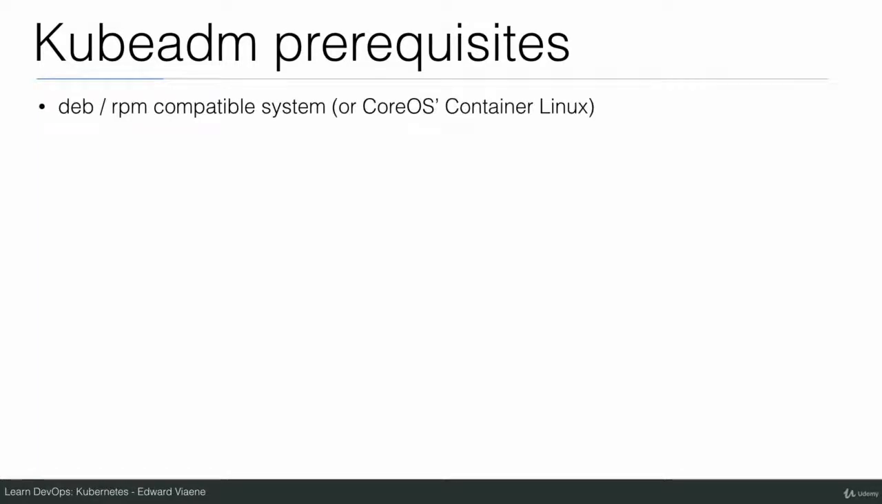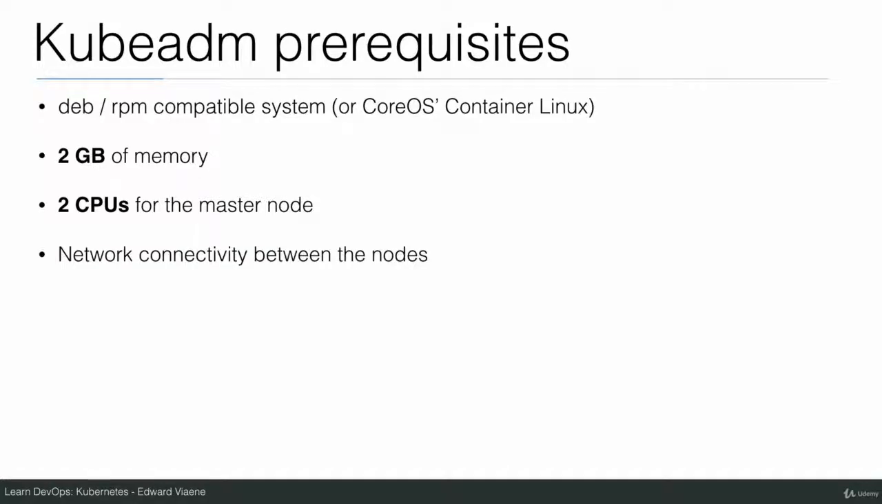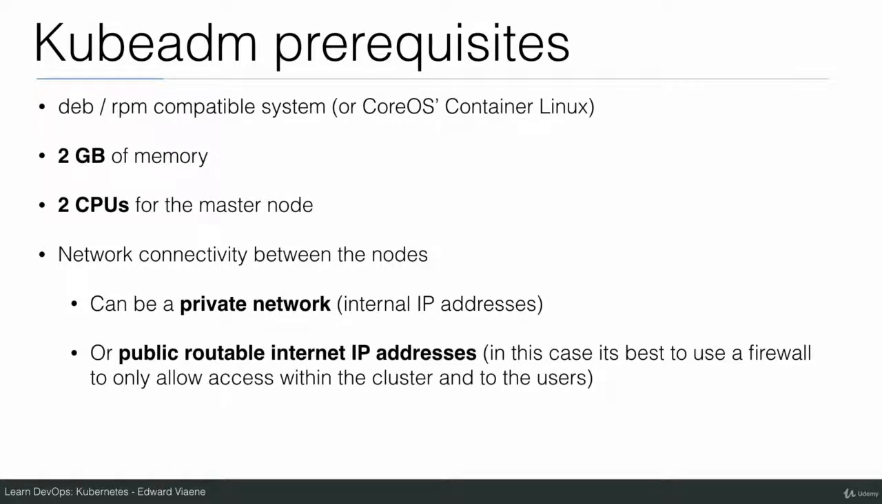Prerequisites. We need to have a Debian package or RPM package compatible system. 2 GB of memory we should have. 2 CPUs for the master nodes are recommended. Network connectivity between the nodes, otherwise it will not work. It can be a private network using internal IP addresses or even public routable internet IP addresses.